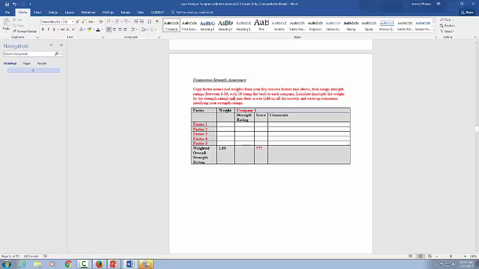Calculate and sum their scores. You calculate the score by multiplying the weight times the strength rating, and then add up those scores that you've calculated and give some brief comments about why you gave the company the rating that you did. Okay?